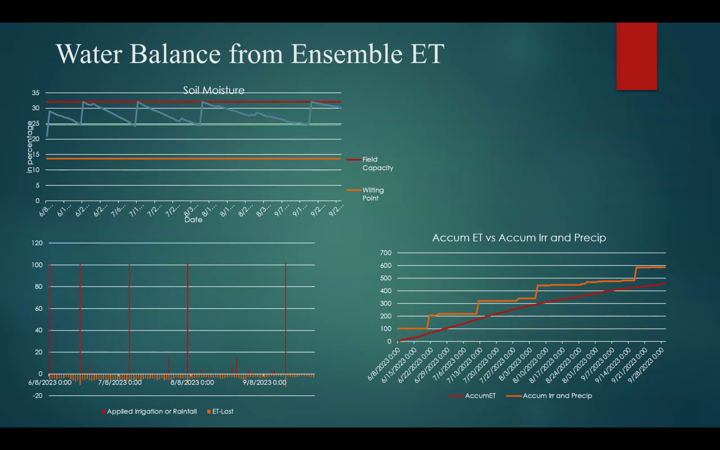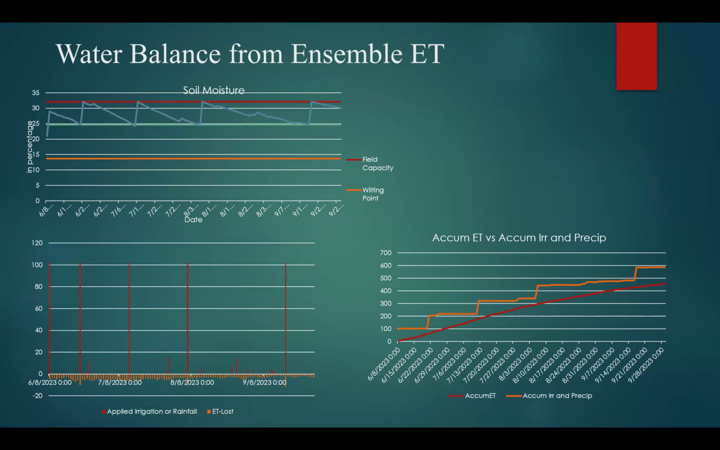So it's the water balance from the Utah climate data. The one on the top shows the field capacity, wilting point, and soil moisture, and the one on the bottom shows the applied irrigation and rainfall, the red ones, and the lost ET with the orange ones. And this one shows the accumulated ET with the red and the accumulated irrigation and precipitation applied with the orange one.